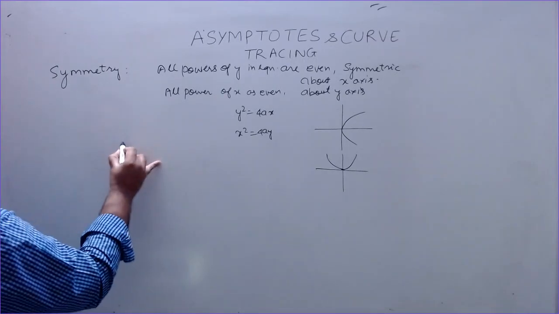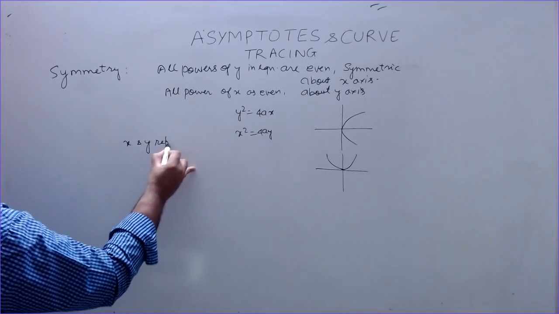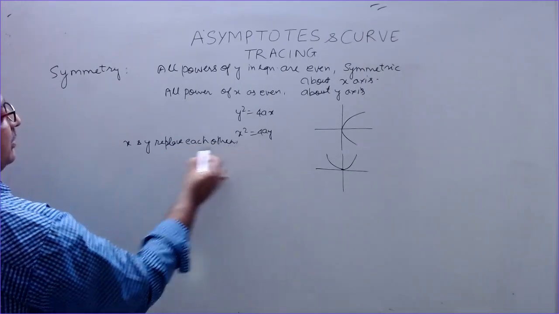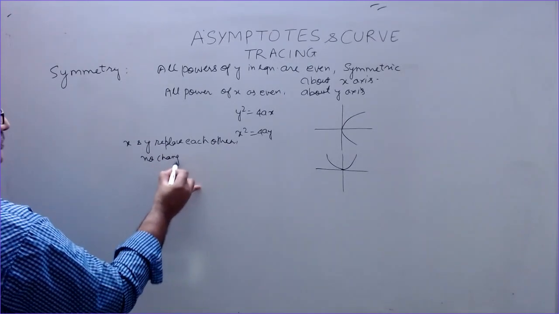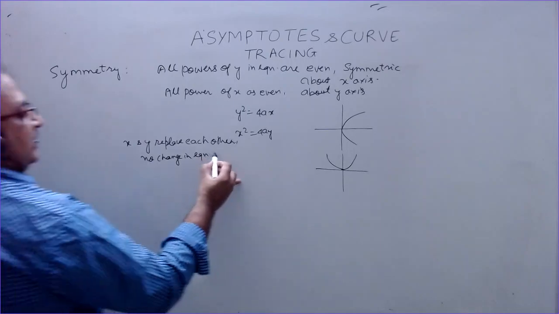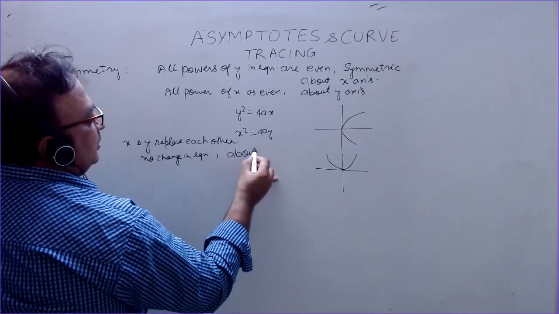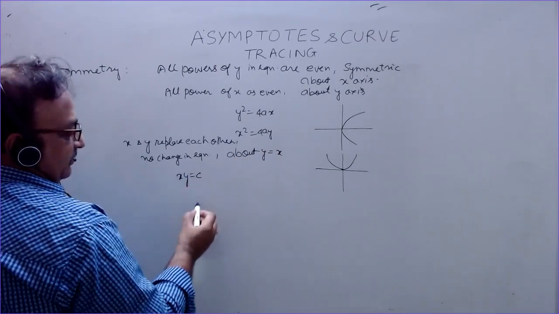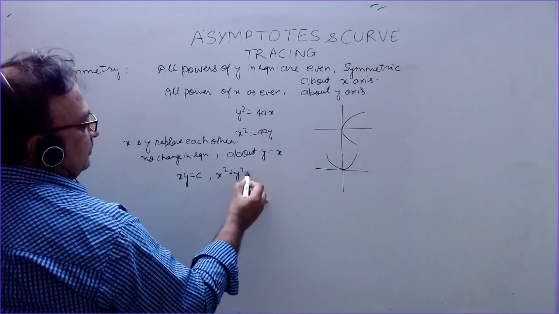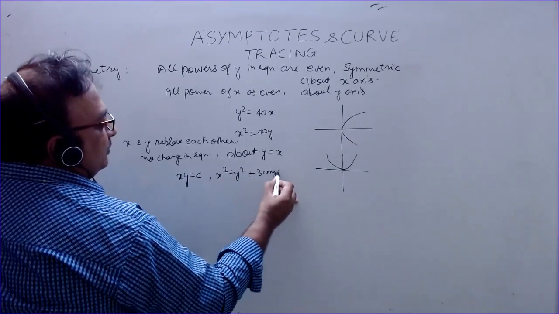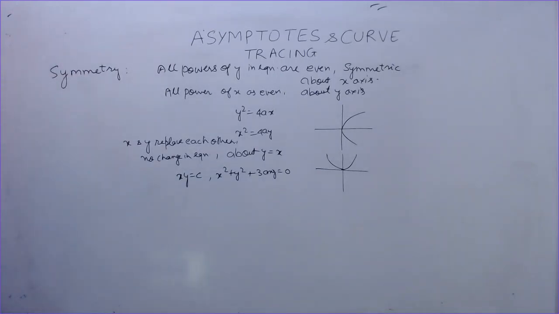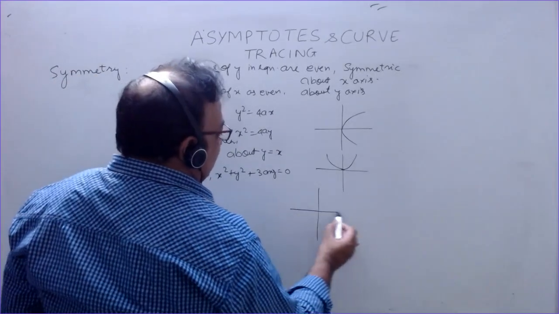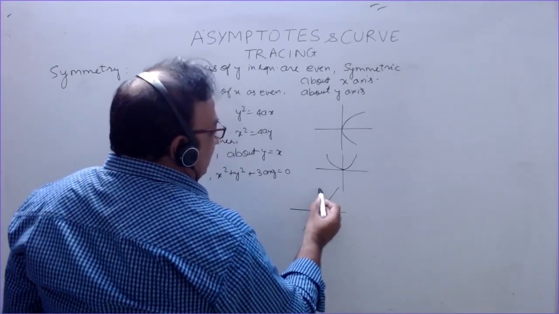Then if x and y replace each other and there is no change in the equation, in that case it is symmetrical about the line y equal to x, like xy equal to a constant c, or x square plus y square plus 3axy equal to 0. You can see if you replace x by y and y by x, the equation remains unchanged. What is xy equal to c? This is a rectangular hyperbola.